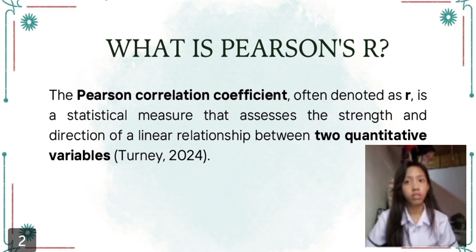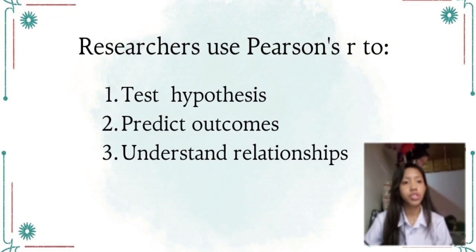Karl Pearson is recognized for formalizing and popularizing the correlation coefficient known as Pearson's R. Researchers use Pearson's R to test hypotheses, to determine if a relationship exists between two variables. It is also used to predict outcomes, to estimate the value of one variable based on the value of another, and lastly, to understand relationships, gaining insights into the nature and strength of associations between variables.